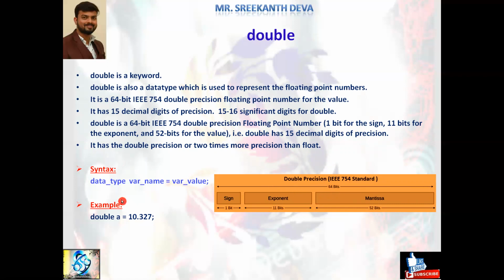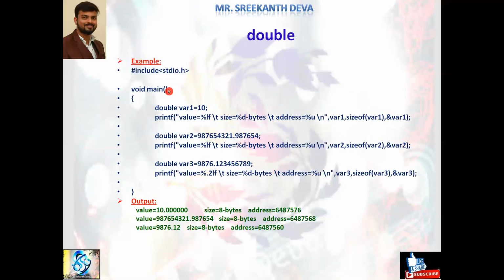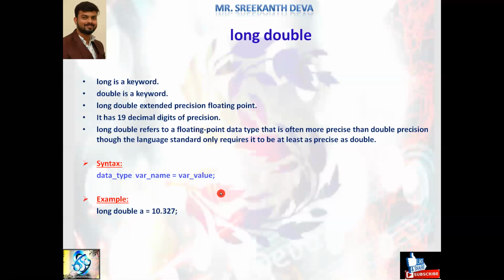Data type, variable name equals variable value. Here the data type is double. Double is a keyword. Double is a data type. It has double precision, or 2 times more precision than the float data type. Here I give a name: the variable name is a, and the variable value is 10.327. So this is the example with the output of double type.